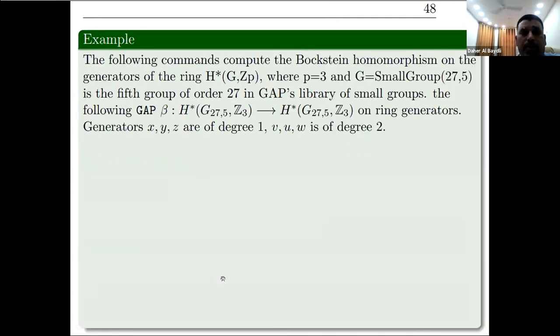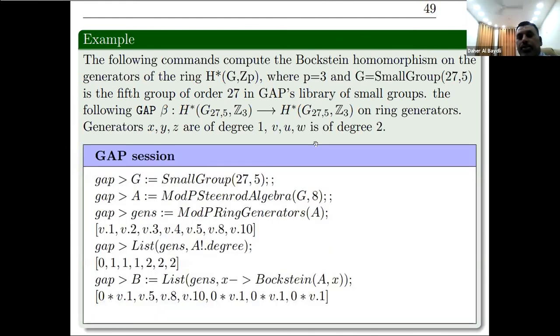Another example: the following command computes the Bockstein on the generators of the ring where p is equal to 3, while above p is equal to 2. This is for a small group of order 24, number 5 in the GAP library of small groups. In this ring we have 6 generators, 3 in degree 1 and 3 in degree 2. And this command computes all the Bockstein.